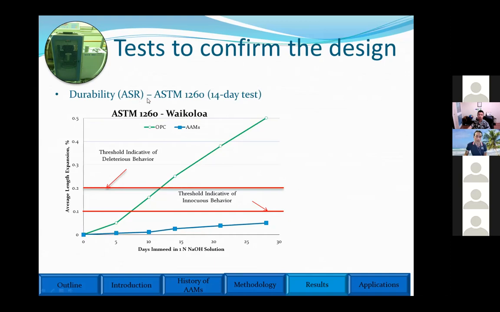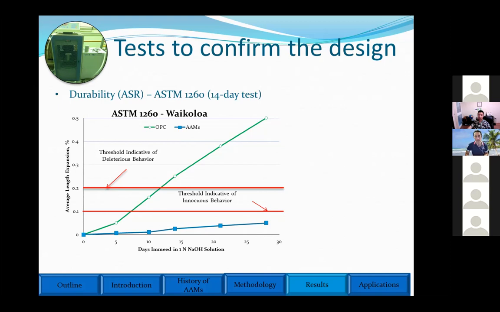Alkali silica reaction, you might have heard about it. Fortunately, we don't have this problem in Hawaii. So we had a very good study on different types of aggregate in Hawaii. Just one type of aggregate in the Hawaii Islands, from Waikoloa Quarry, has this problem.